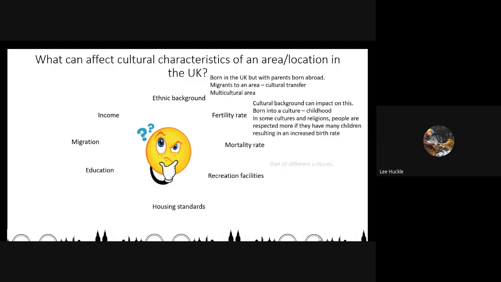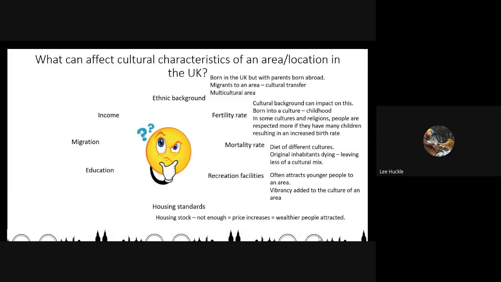Then the mortality rate. So the diet of different cultures impact upon the mortality rate. The original inhabitants dying, leaving less of a cultural mix impacts on the characteristics of an area. And then looking at the recreational facilities. Now, recreational facilities, leisure facilities in particular areas often attract younger people. That's why cities and large towns tend to attract younger people because there's more on offer for them. You get more of a vibrancy added to the culture of an area when you have younger people moving there.